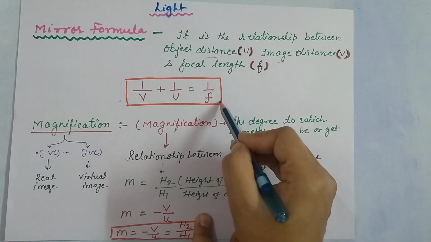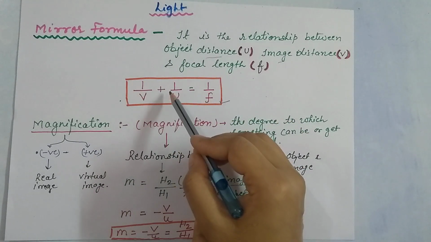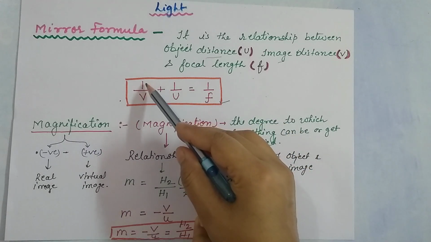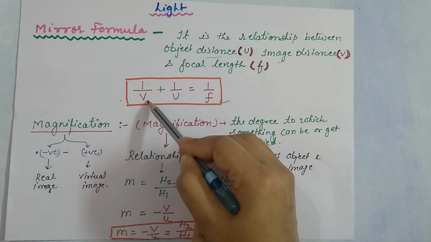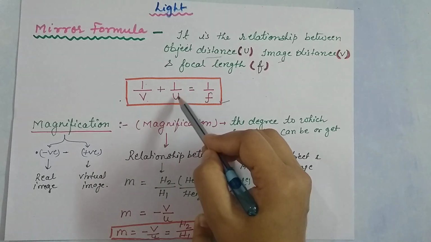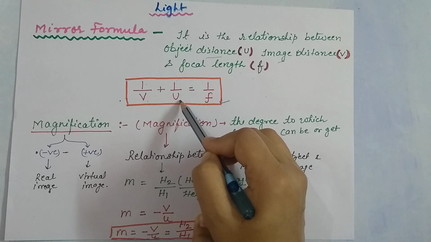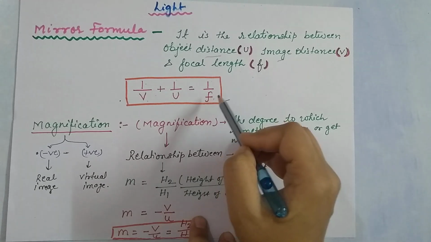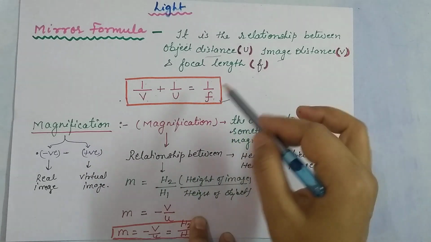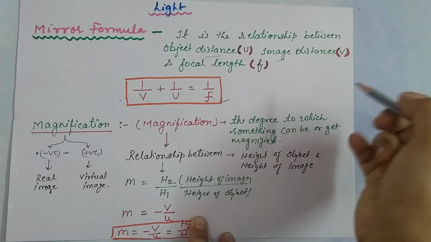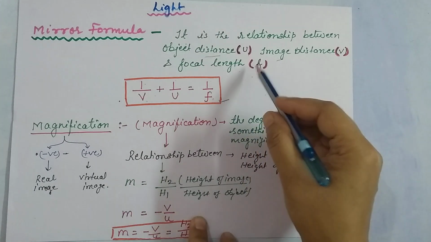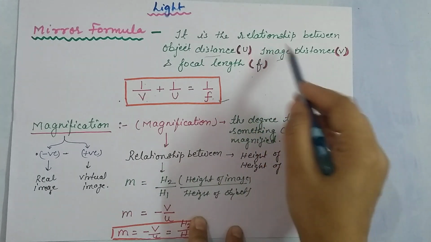The mirror formula is 1/v + 1/u = 1/f. That is, 1 upon image distance plus 1 upon object distance is equal to 1 upon focal length. This is the mirror formula that is used for doing lots of numericals. To deal with the different types of numericals, we have to be very clear about the relationship.